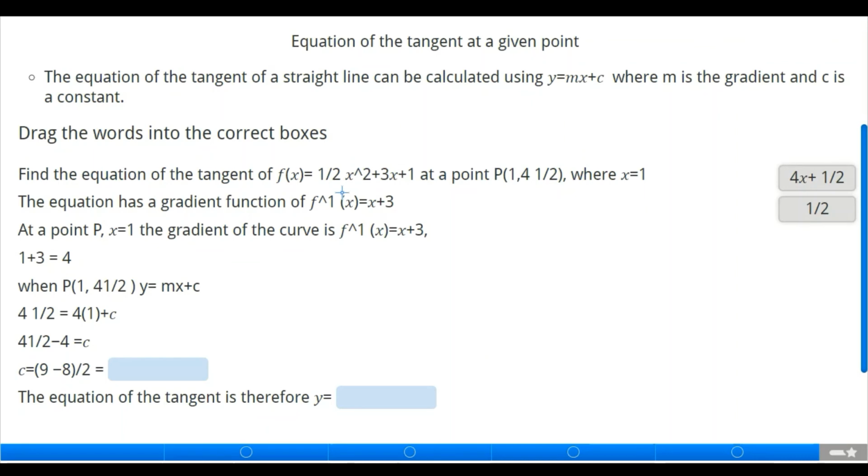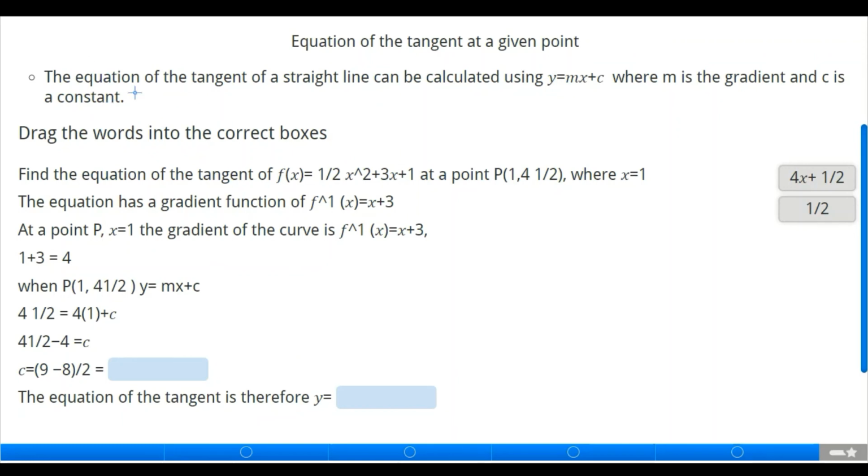After we are done differentiating, we are told that the gradient is when x equals 1, so we are going to be inputting the value of x equals 1 in the solution of our first differentiation. Then after that, we are going to be using the formula y equals mx plus c to calculate the equation of that curve's tangent.